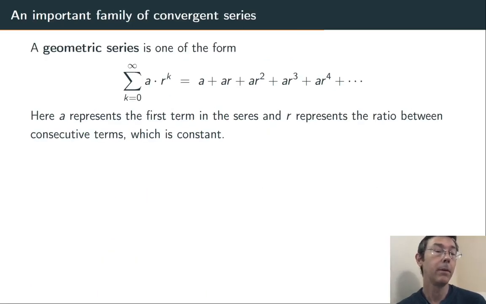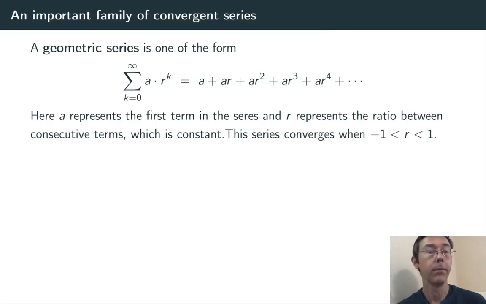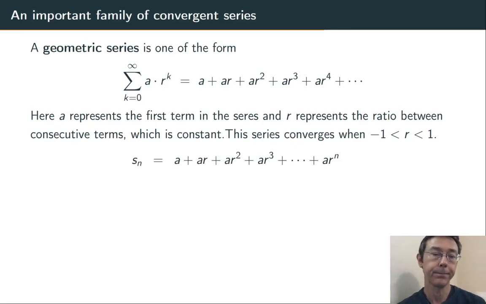Probably the most important example of a convergent series is the geometric series, the sum of a r to the k, which converges when r is between -1 and 1. Here a is representing the first element of the series, and r is the ratio between adjacent summands. So to get from one term to the next, you multiply by r. So the series looks like a, ar, ar squared, ar cubed, and so on. Let's see why this converges when r is between -1 and 1.